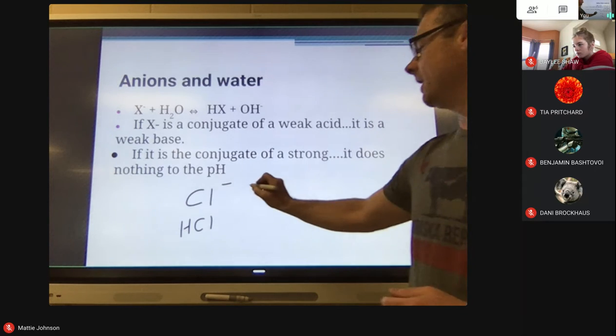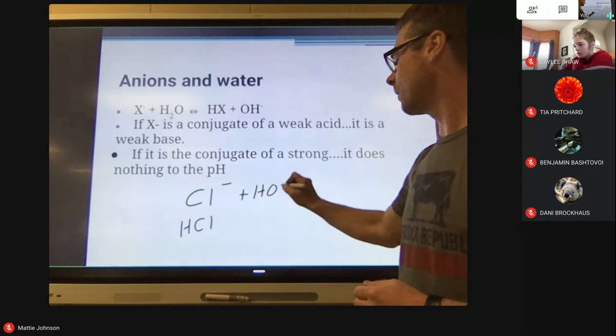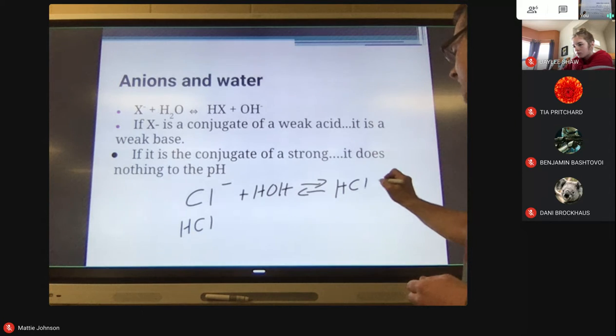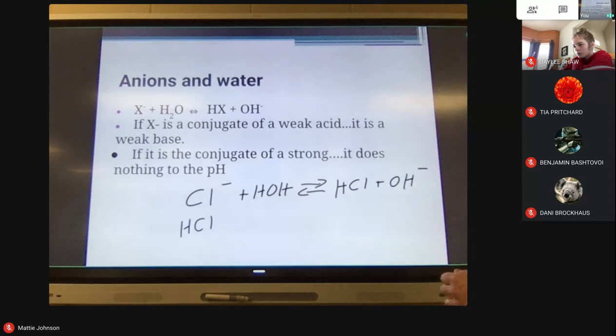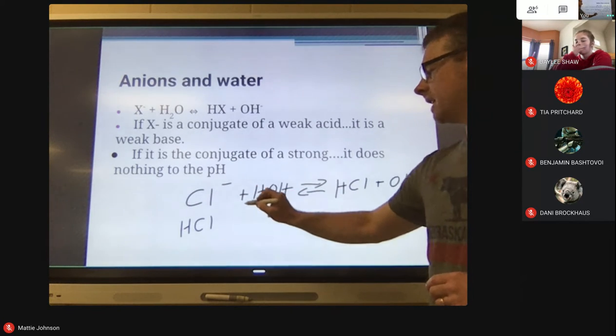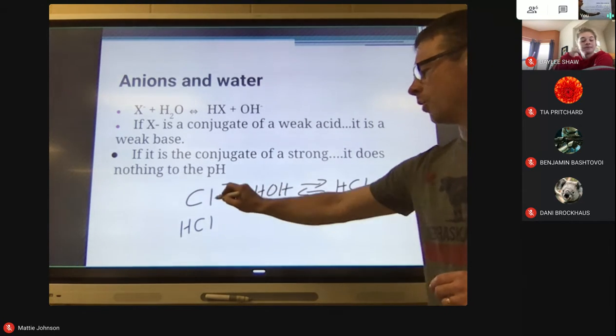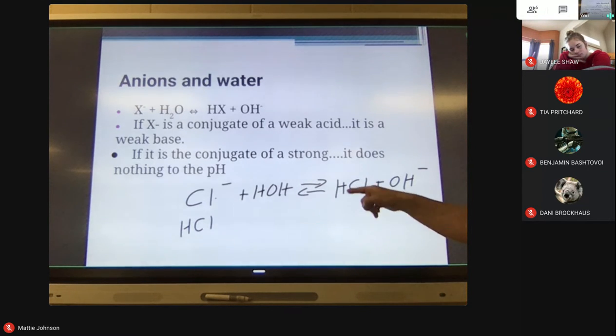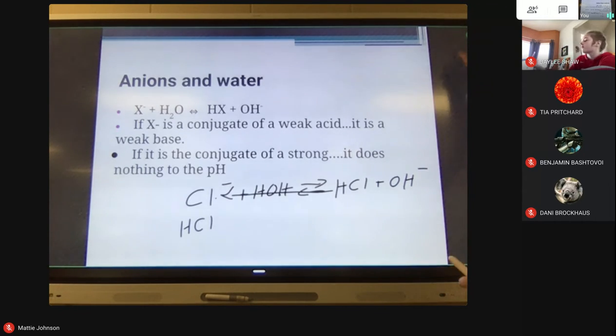So Cl-, when it tries to react with water and make HCl, okay, by the way, you don't have to write this down because this reaction doesn't happen. Here's what happens. The Cl- is such a weak base that it cannot even pull that H off of there. Plus, what we know about HCl is that it is a strong acid, so any reaction it's going to have is going to go back the other way. So it just doesn't happen.